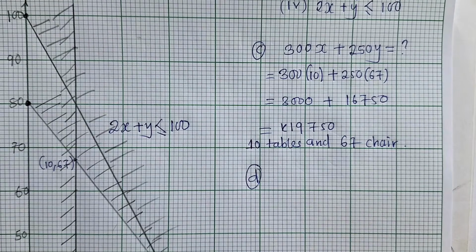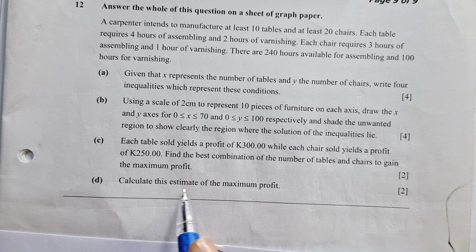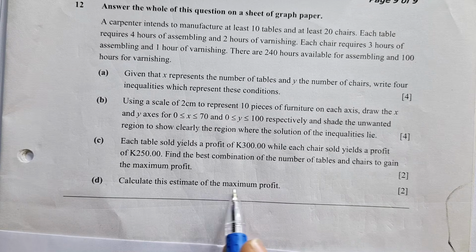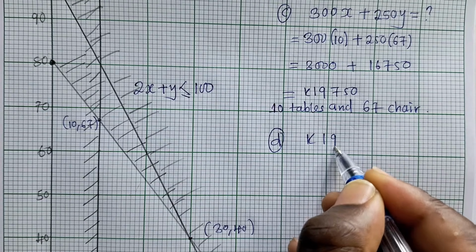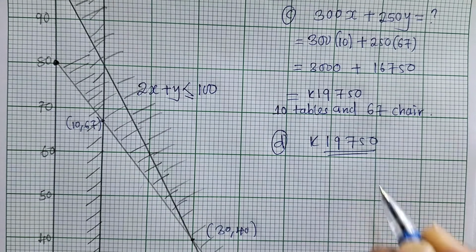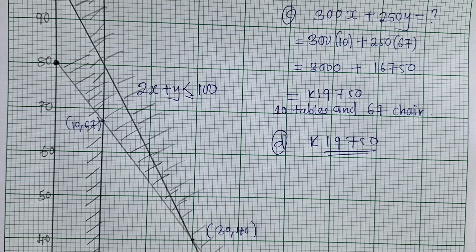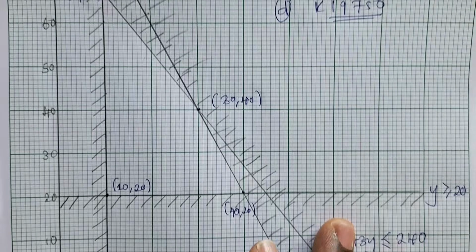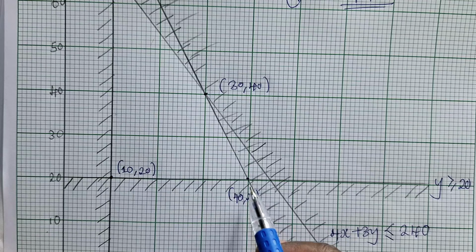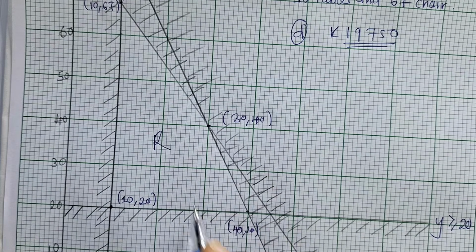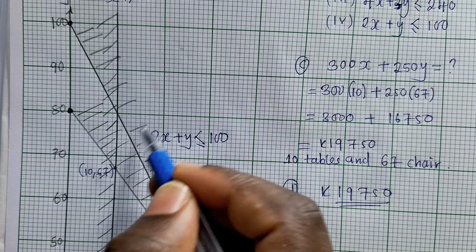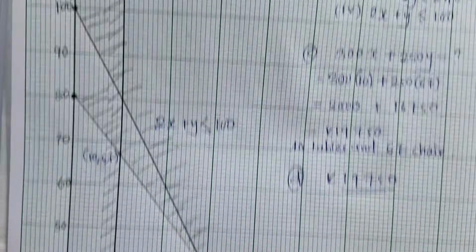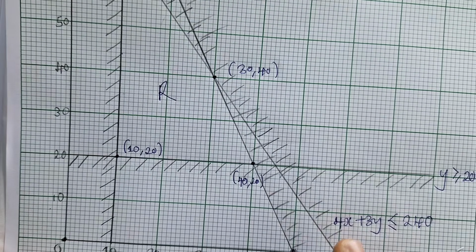For question D, they are saying calculate the maximum profit. Just get the value that you found as the maximum profit. That will be your answer. Okay, so that's it. To the people wondering how I was picking the coordinates here, you check your wanted region, which is this one. The coordinates where these are meeting, those are the coordinates you must pick. Some of you may be thinking of picking this one, but this one has been cancelled. It's not part of the wanted region. Also, this one is not part of the wanted region.